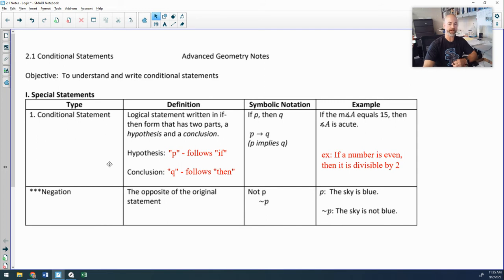The negation of a conditional statement simply inserts the word not. It changes the condition. So you symbolize that with a little tilde before the P or the Q. So if the sky is blue, the negation of that would be the sky is not blue. If I say I am not a girl, the negation of that would be that I am a girl. So the negation is either the addition of not, or if not is already there, you remove the not for the negation of a statement.